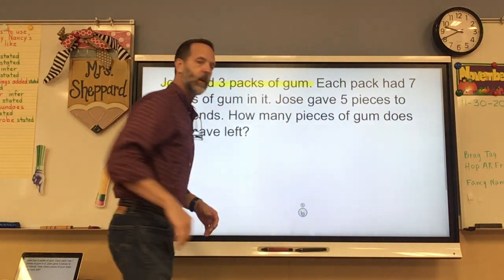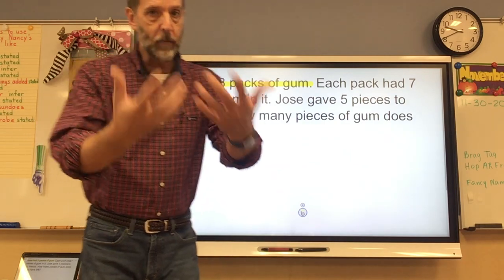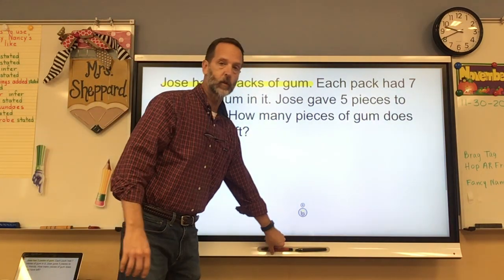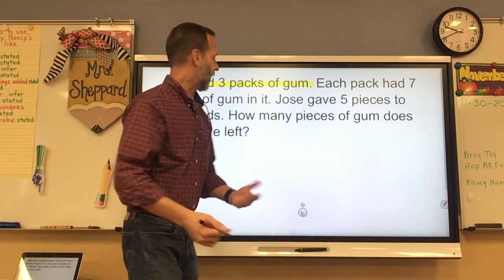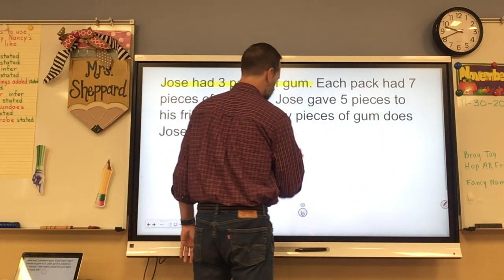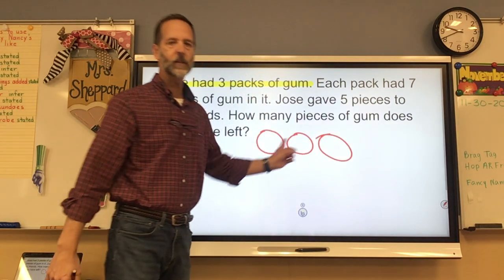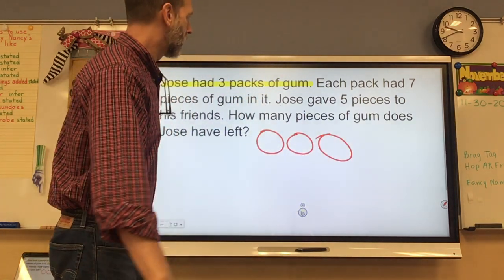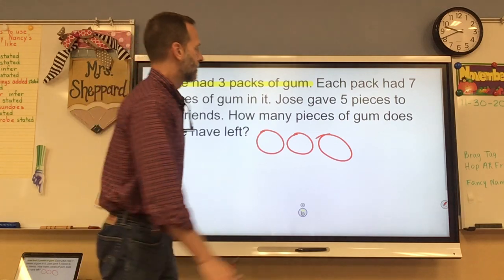Jose had 3 packs of gum. Now, you might be the kind of kid who likes to make a simple picture. You don't have to sit and draw something that looks like a pack of gum. I do this. 3 packs of gum. Boom, boom, boom. Okay? Look at the next sentence.